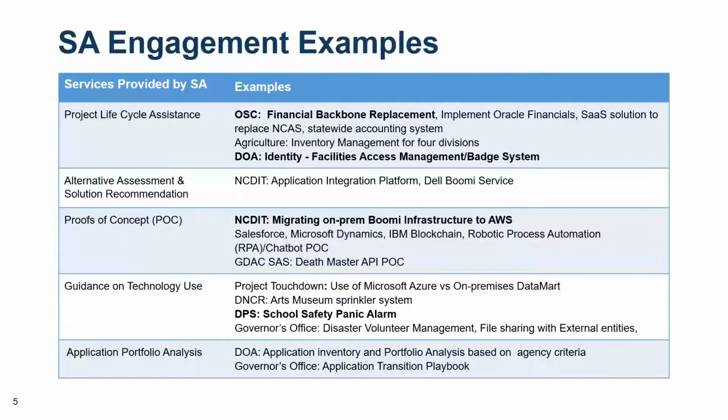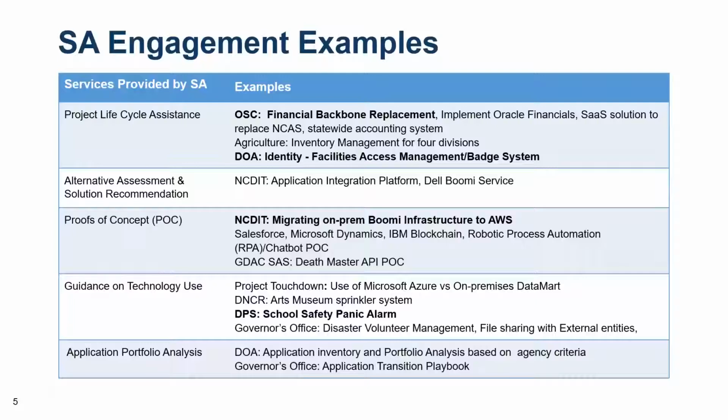The other one I'm going to talk about is NCDIT, on-prem Boomi. DIT has this Boomi infrastructure, which is currently on-prem, and my team is helping them move it into AWS, which is Amazon Web Services. I see that agencies will need help in migrating their existing legacy infrastructure or applications from on-prem or wherever it is to AWS in the next 5-10 years. So we want to make sure we have the skill set built and some experience in that particular area.